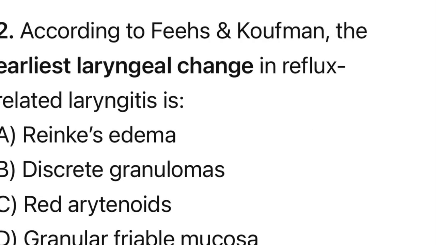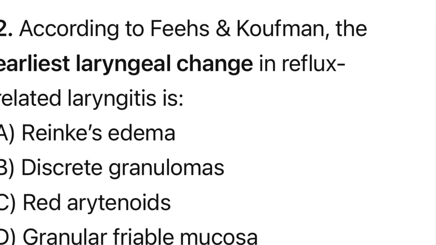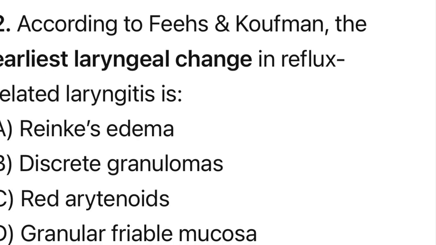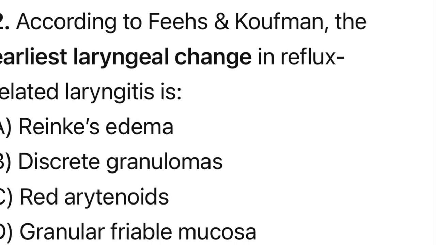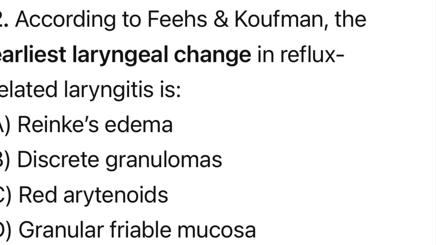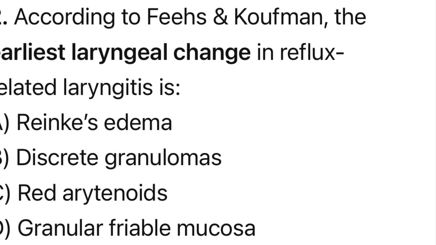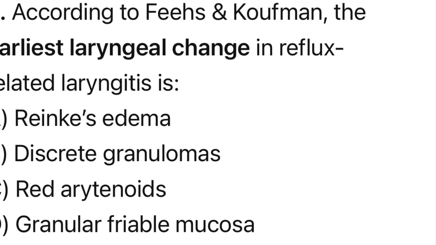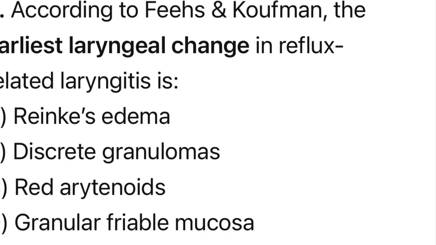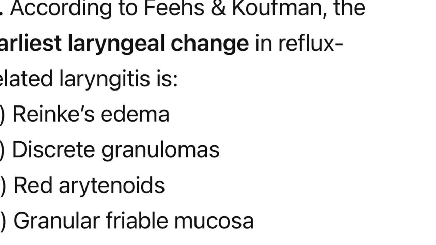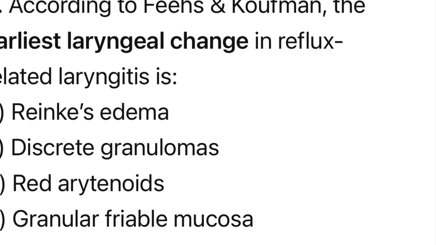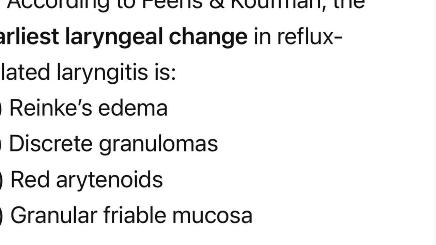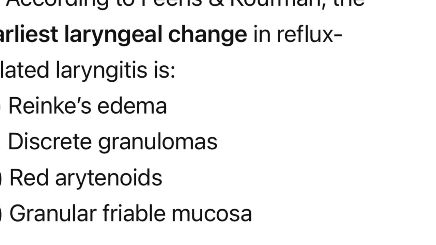Question 2. According to Fish and Kaufman, the earliest laryngeal change in reflux related laryngitis, or you can say in chronic laryngitis. Options are A. Pachyderma, B. Discrete granuloma, C. Red arytenoids, and D. Granular friable mucosa. Answer of this question is C. Red arytenoids. The first stage involves redness and congestion of the arytenoid mucosa in chronic laryngitis.